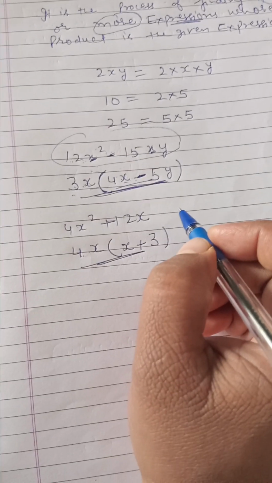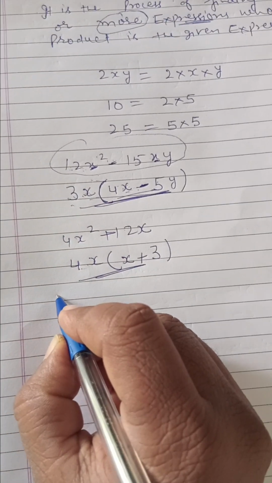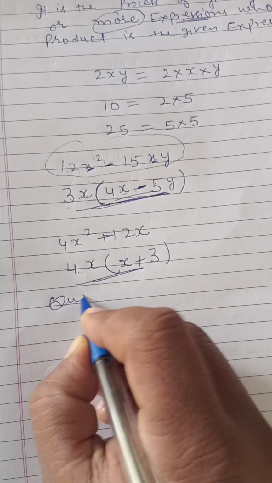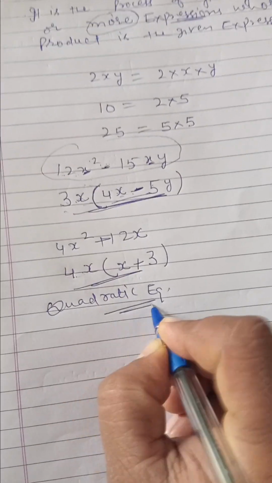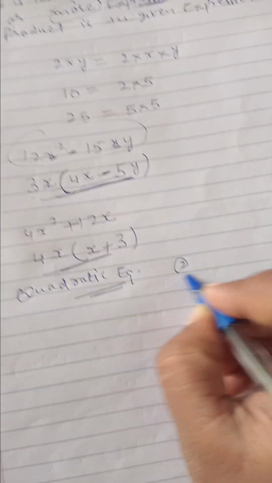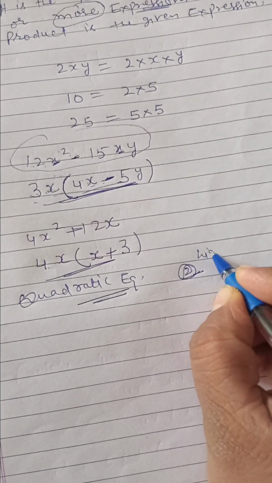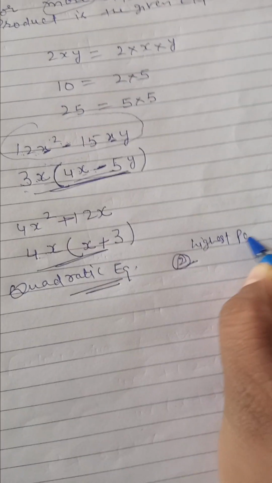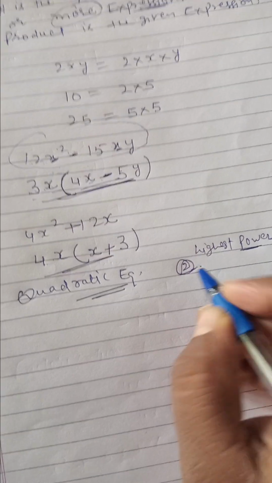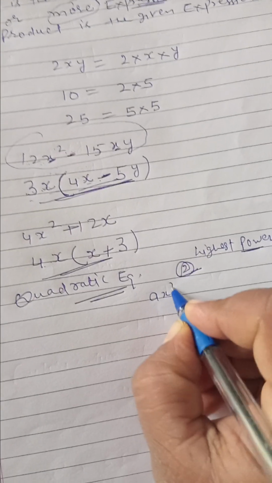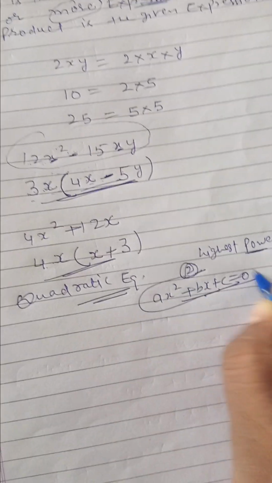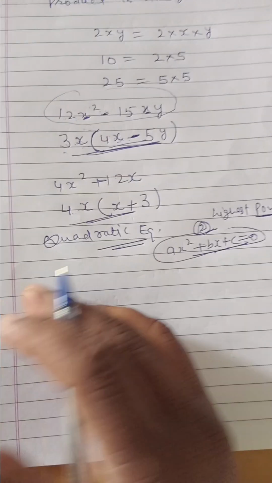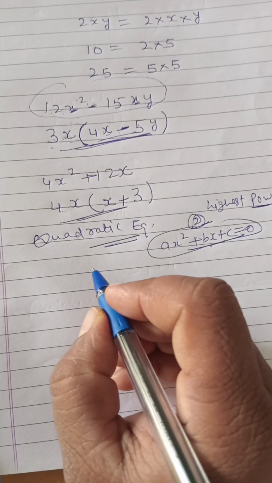Now our main motive is to find the factorization of the quadratic equation. And what is a quadratic equation? One whose highest power on the variable is 2. Like this, ax square plus bx plus c equal to 0. This is the form of a quadratic equation. Now we are going to find the factorization of the quadratic equation.